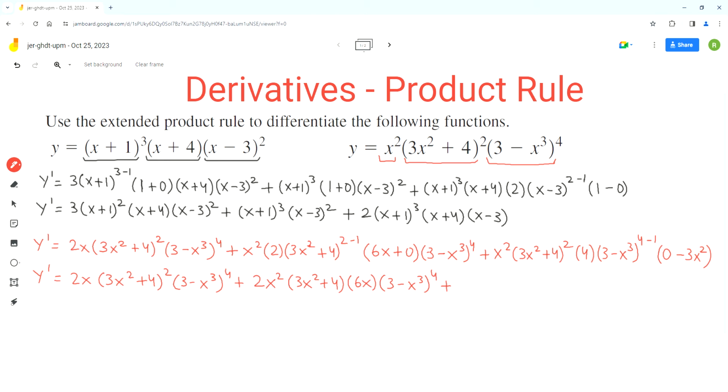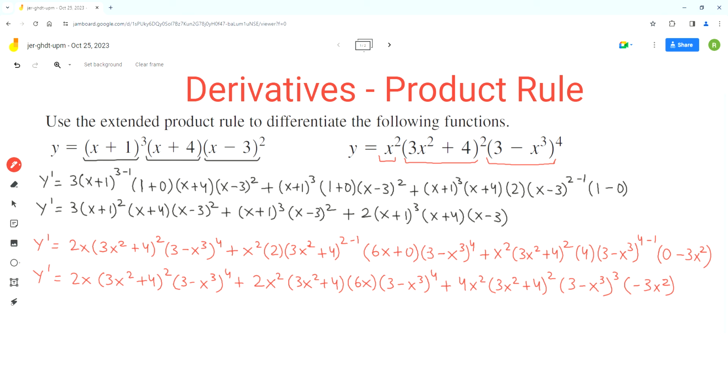now in the third part we can multiply 4 and x squared, so we get 4x squared and then (3x squared plus 4) squared and then (3 minus x cubed) exponent 3 and then 0 minus 3x squared is negative 3x squared.